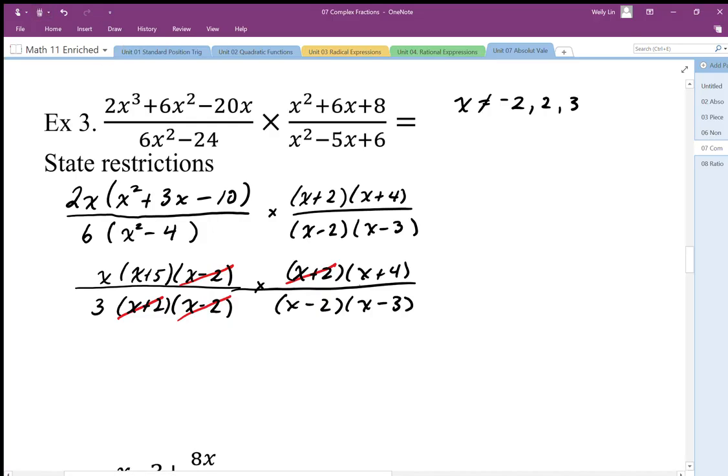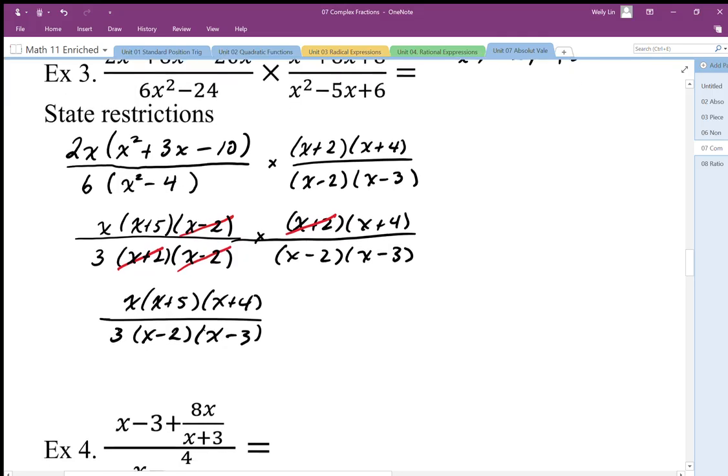So what's left then in the numerator is a times x plus 5, a times x plus 4. I've got to divide by 3, divide by x minus 2, divide by x minus 3. And I'm going to keep this all in factored form because I can see that there are no common factors that will cancel out. So I've got it in its simplest form. So there's my final answer for that.